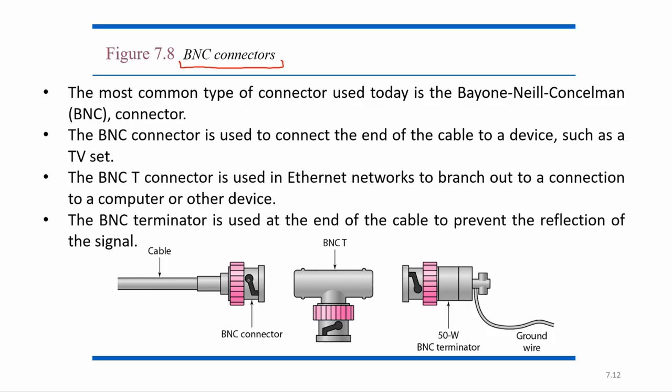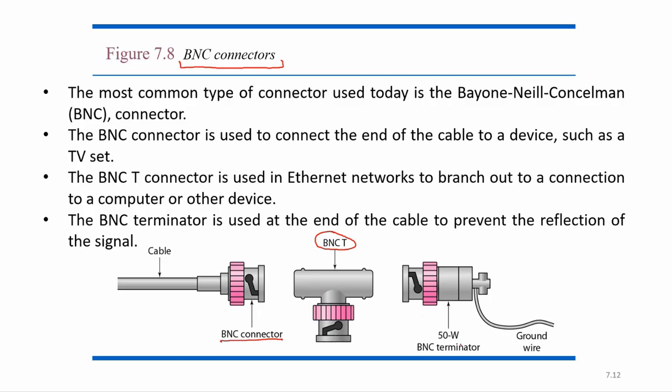You can just see there is a whole structure. It can fit into this point, and after fitting, it rotates to set completely. So this is called a BNC connector. This is a BNC T. With the BNC T, one BNC connector can connect here and another can connect here. So this is a T structure, which creates a junction.